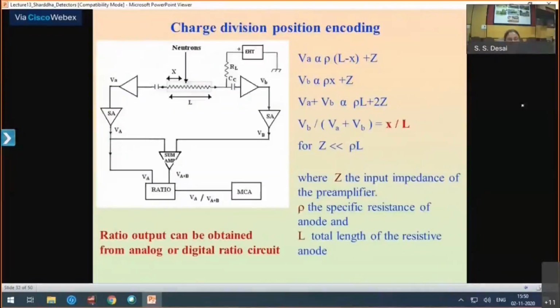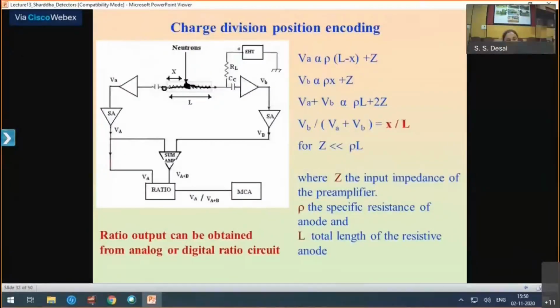So how a position sensitive detector works, I will just show you a small expression for it. Here, when you have an incident neutron, a charge cloud is created around the point of interaction. The charge cloud is projected on the anode wire, and it has a distribution of the charge. So in the direction of A and B, your charge is divided. That is why we call it charge division position encoding.